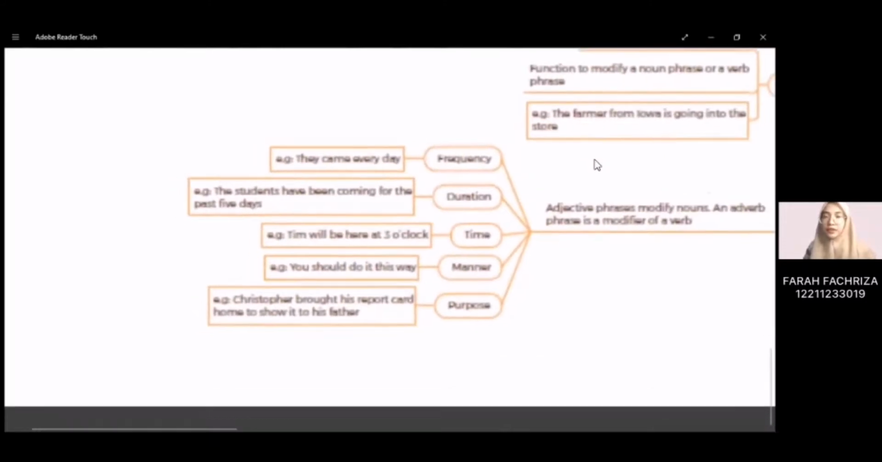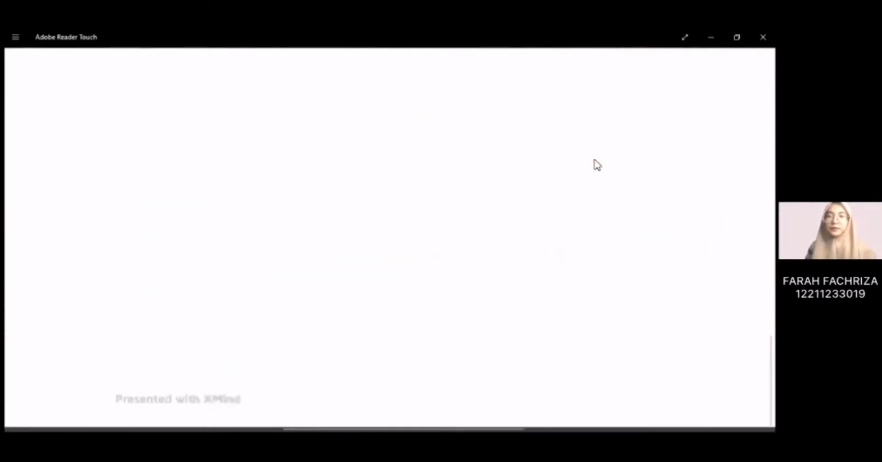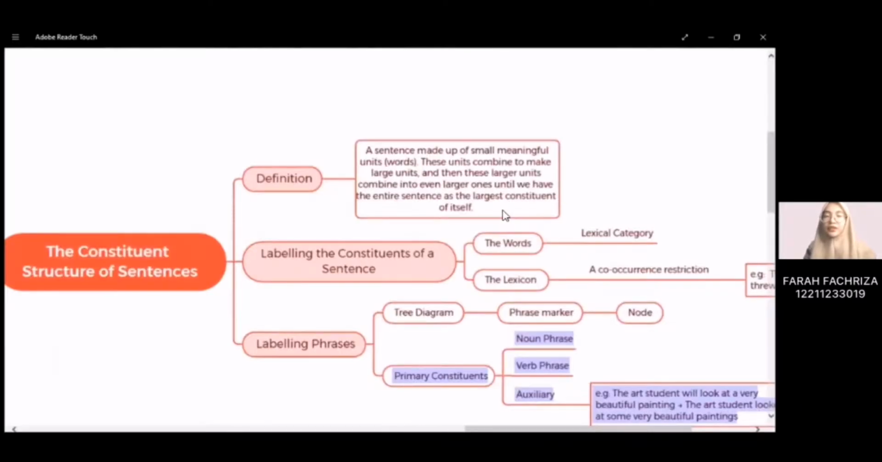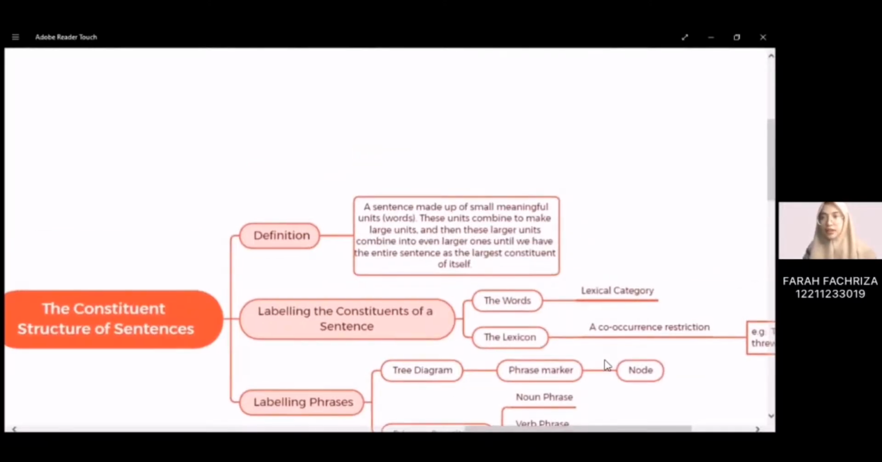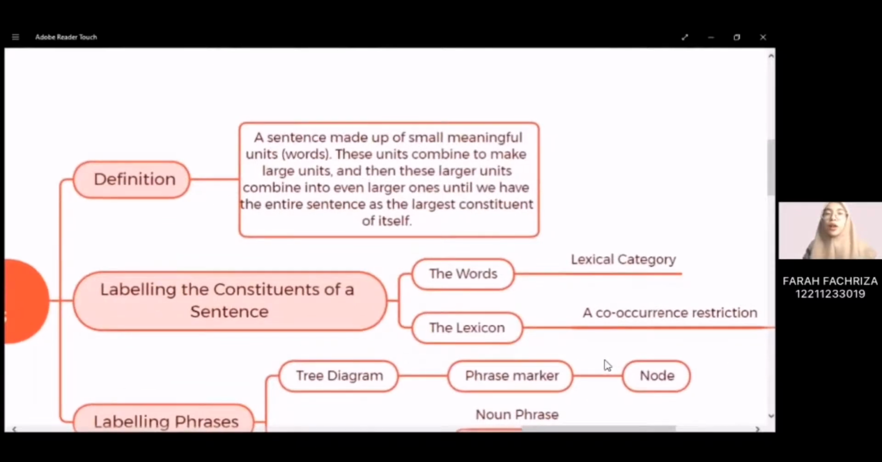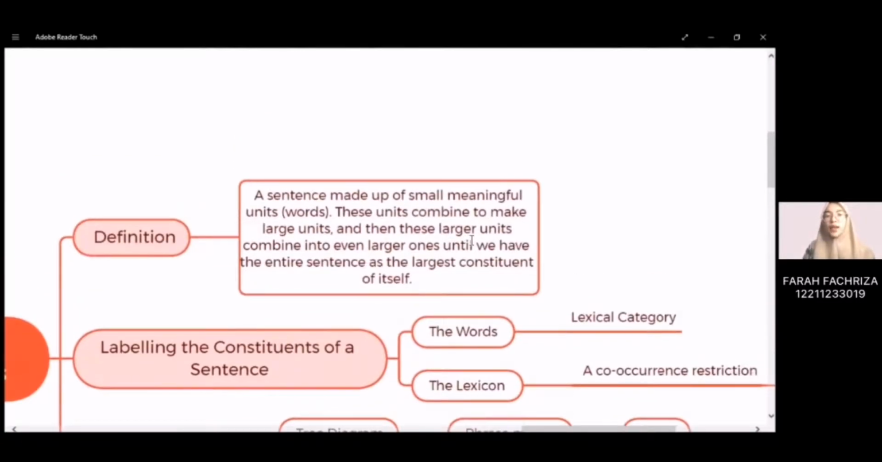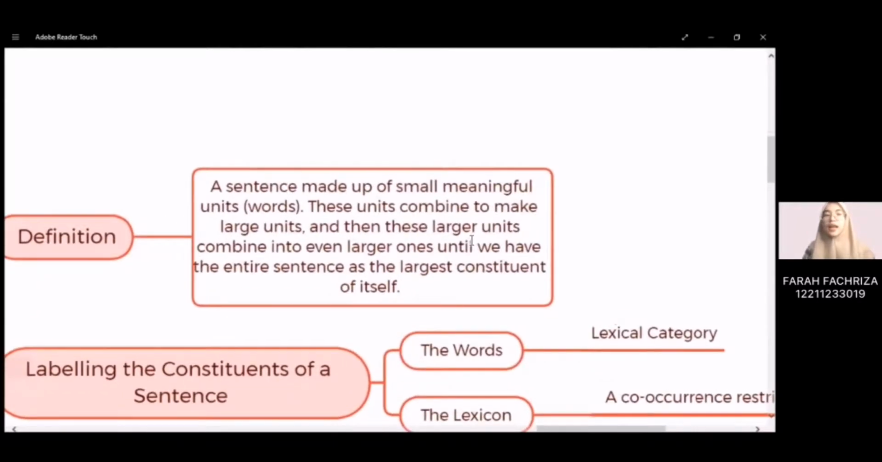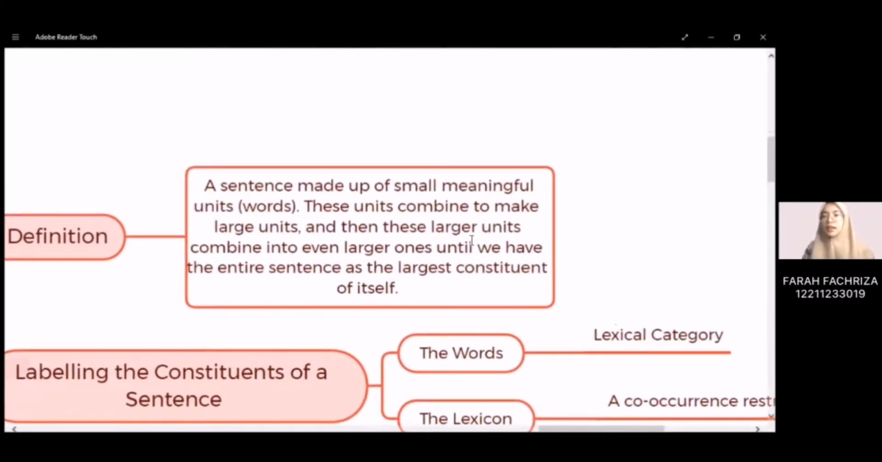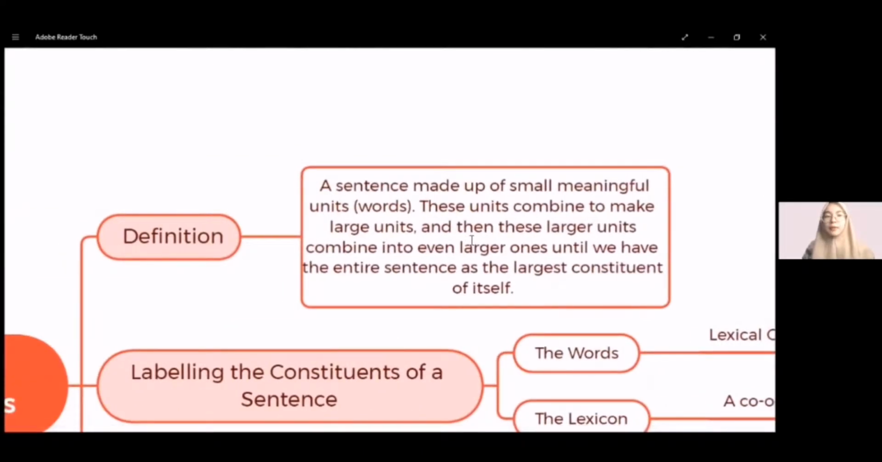And for the next material, we have the constituent structure of sentences. The first is the definition. A sentence is made up of small meaningful units, and these units combine to make larger units. Then these larger units combine into even larger ones until we have the entire sentence as the largest constituent of itself. And the next material will be taken by my friend Fatur.